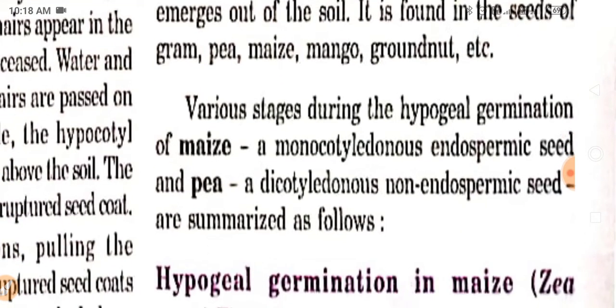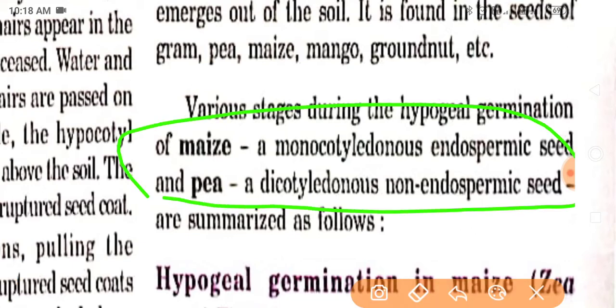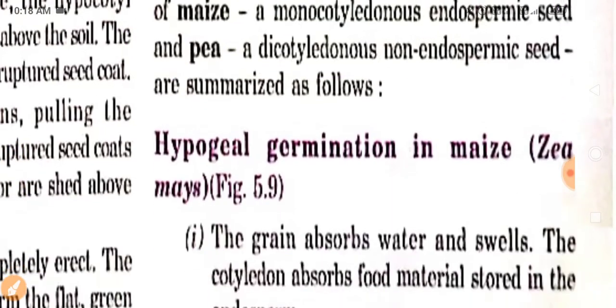Various stages during the hypogeal germination of maize, a monocotyledonous endospermic seed, and pea, a dicotyledonous non-endospermic seed, are summarized as follows. I hope you remember these terms, endospermic seed and non-endospermic seed. We already discussed them in the last chapter also.